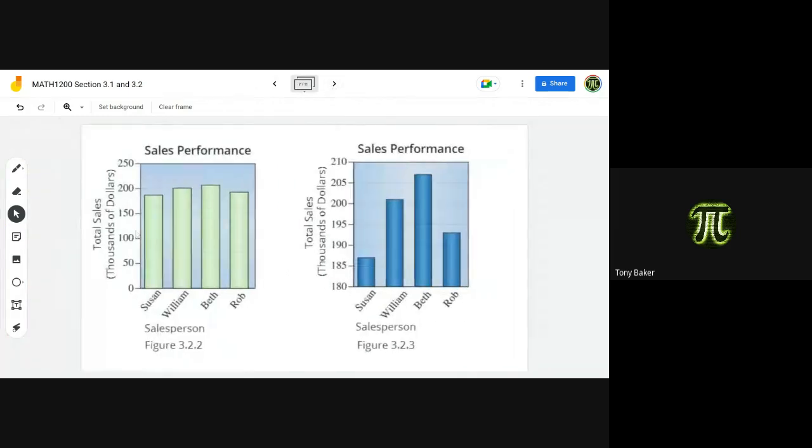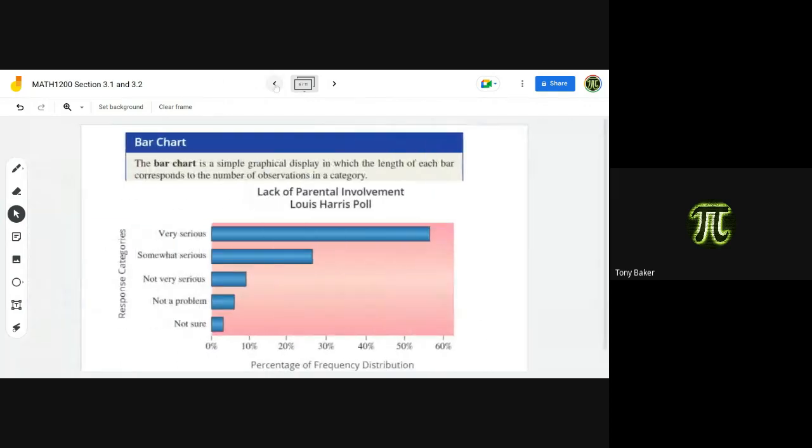Where in this one, the actual representation is the bars are pretty close, where this one looks like William or Beth made like 4 times as much as Susan did. So the relationship between the bars is skewed in this respect. Okay.